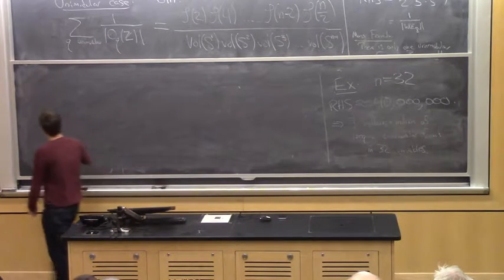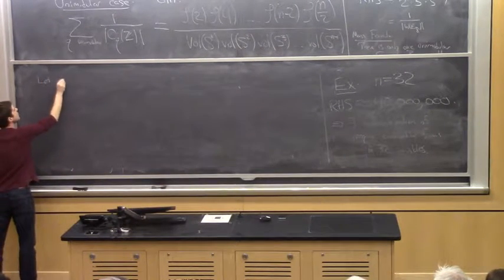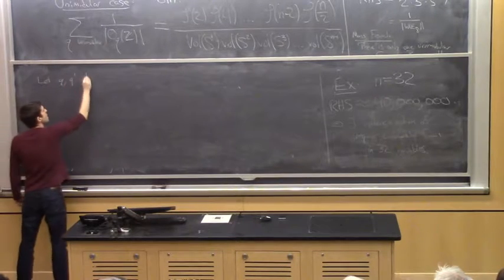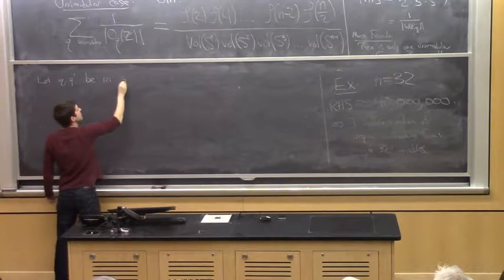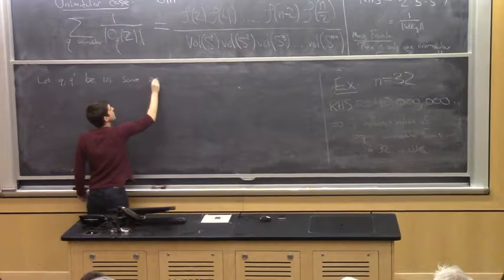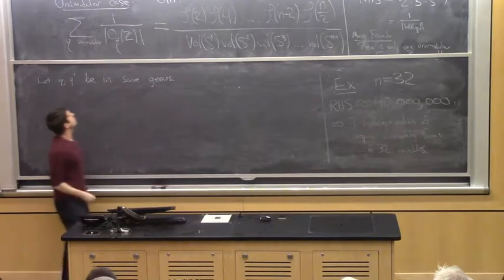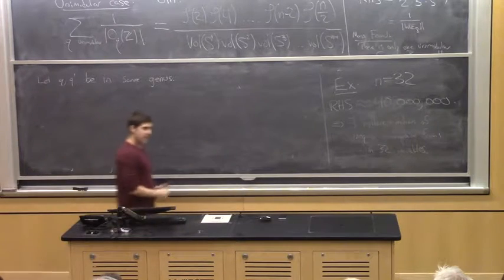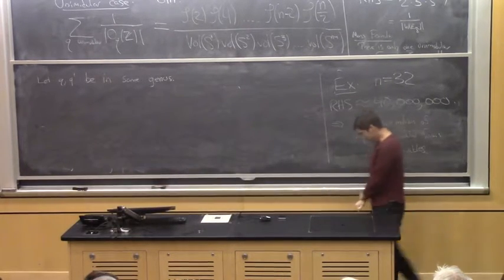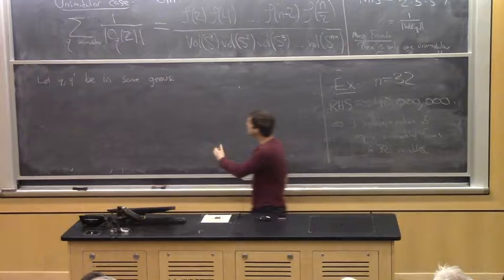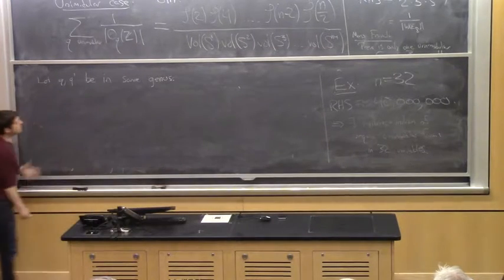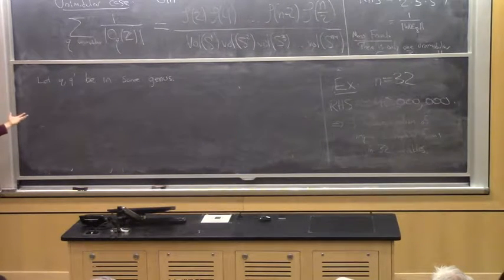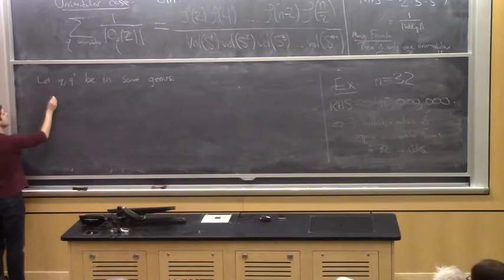So let Q and Q prime be in the same genus. So I'll try to prove they're equivalent. I'll fail, but I'll fail in a way that gives some information. So what does it mean that they're in the same genus? Well, it means that they're equivalent mod d for every d.